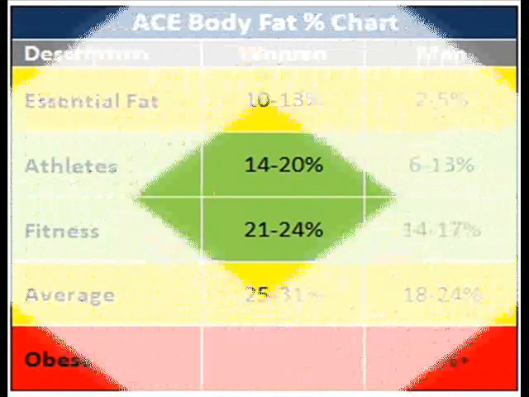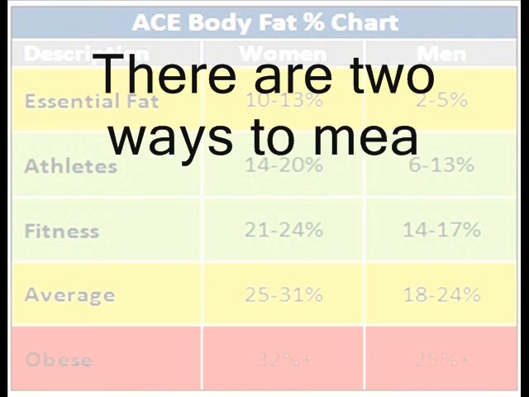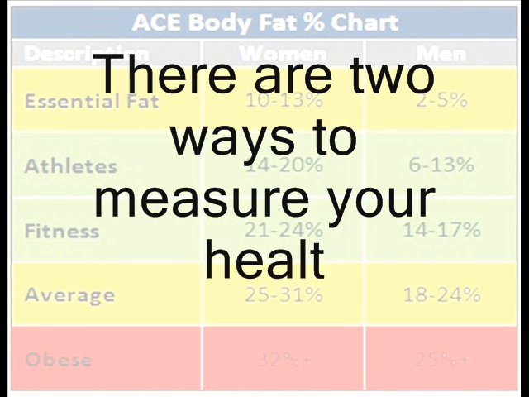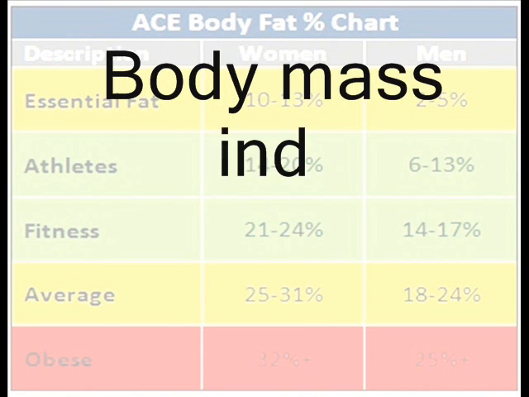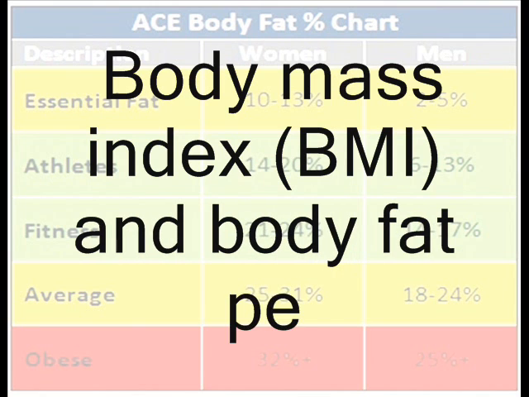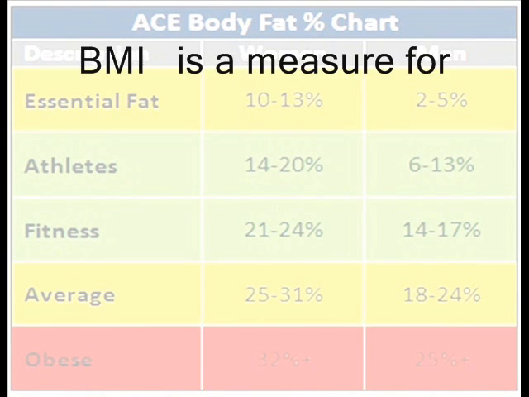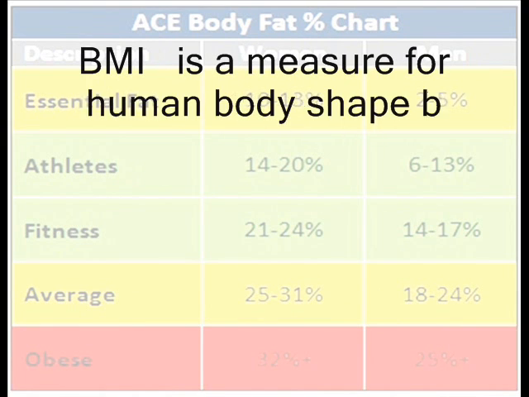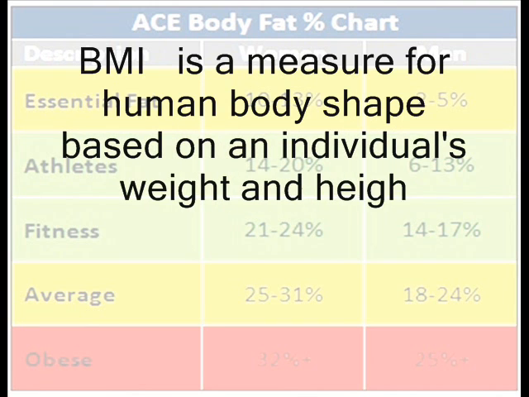But how can you know if you have obesity or not? In general, we have two ways to measure health and fitness. The first one is body mass index, and the second one is body fat percentage. Body mass index is a measure of a human body shape based on weight and height. So in body mass index, they divide weight by height per meter, so they can know if you have too much weight, or less than normal, something like this. But body mass index doesn't distinguish fat from muscle.